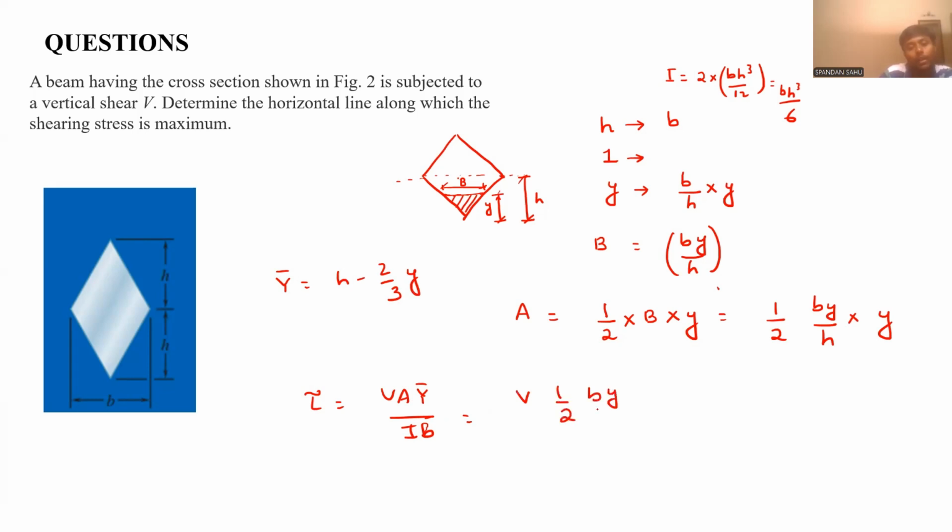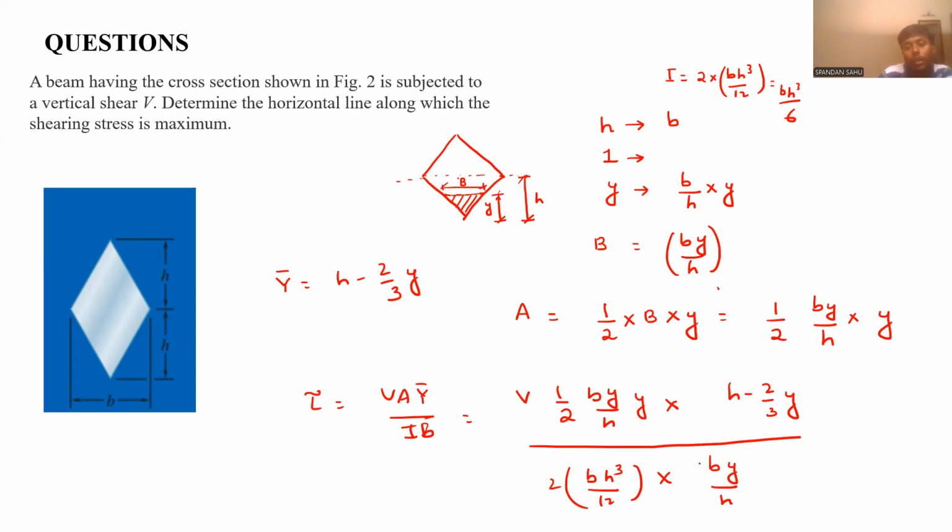Half by upon h into y bar, which is h minus 2/3 of y. Then I is bh cube by 12 into 2. And what will be capital B? It will be b upon h. So just simplify this and give me the value of tau in terms of small y.